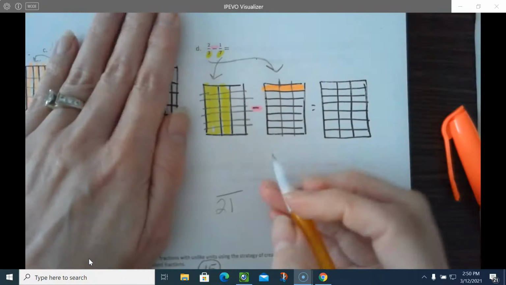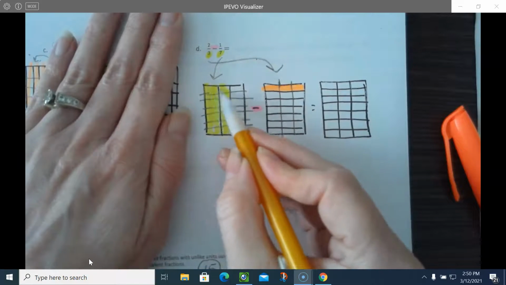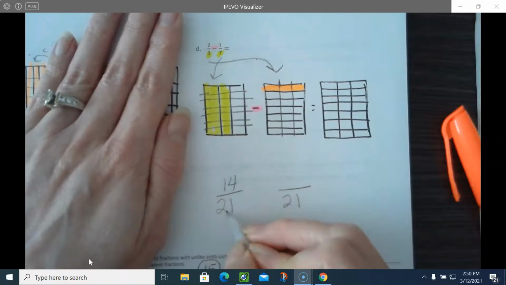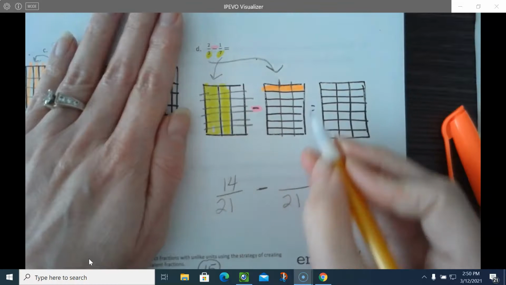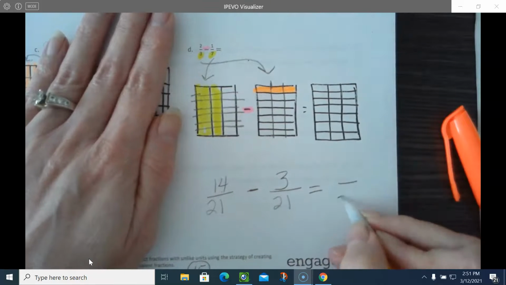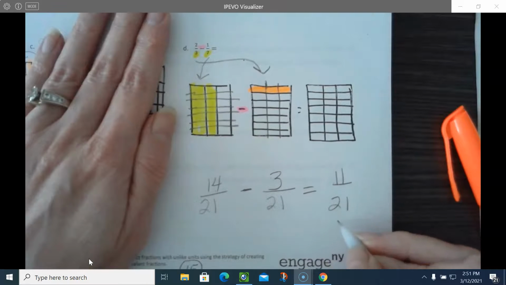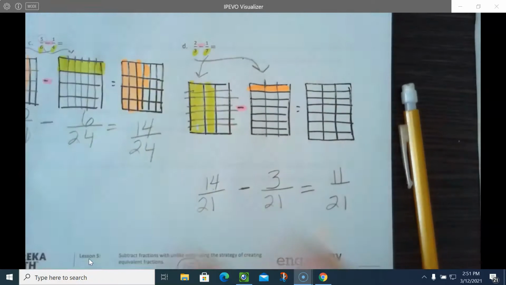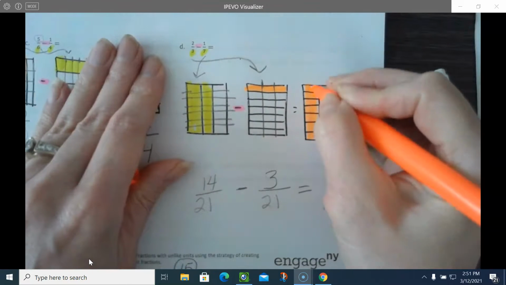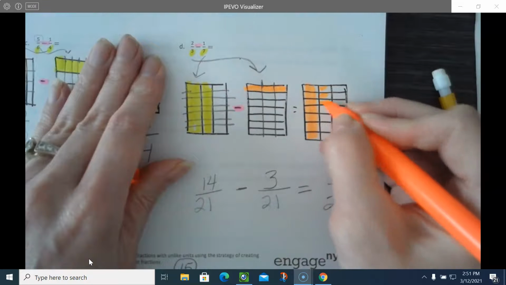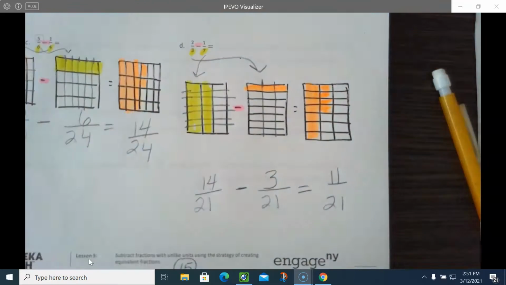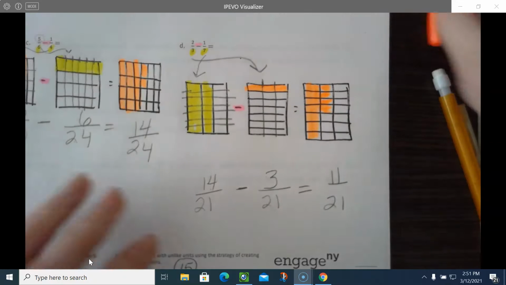And then if I look at the shaded parts, what would my numerator be? 1, 2, 3, 4, 5, 6, 7, 8, 9, 10, 11, 12, 13, 14 out of 21. And I'm subtracting 3 out of 21. So 14, take 3 away, is going to be 11 out of 21 left. And then you should have shaded 11 of these. So this is 7, 8, 9, 10, 11. As long as you have 11 of them shaded, you are good to go. Turn to the next page and we're going to be introducing some more of these.